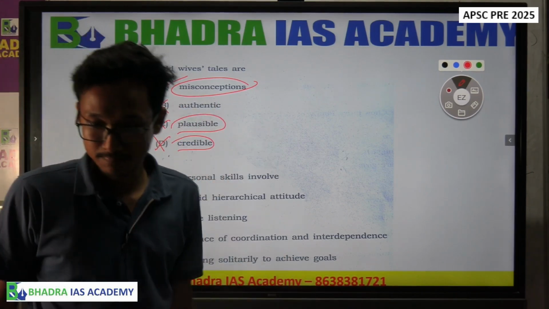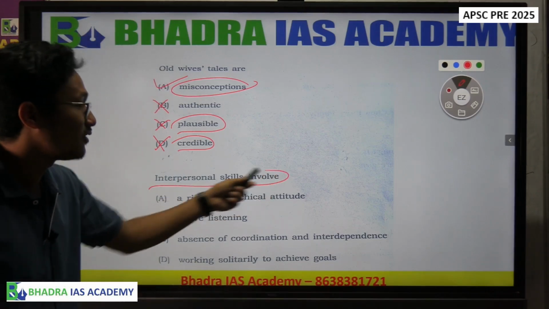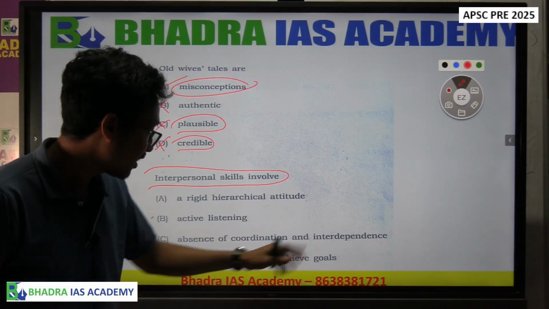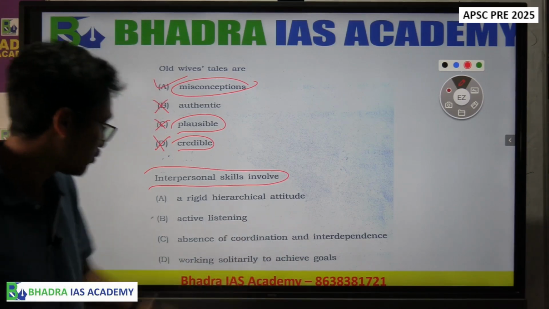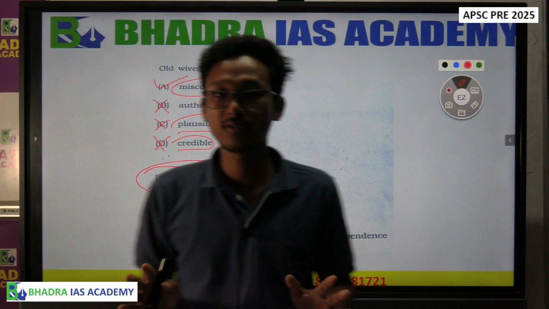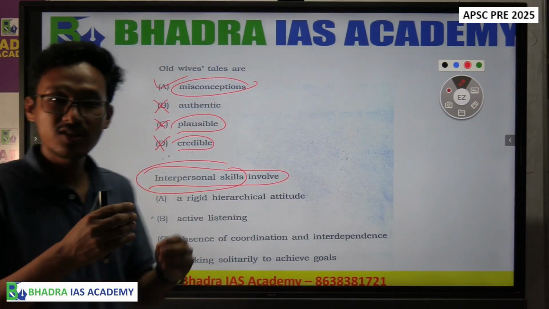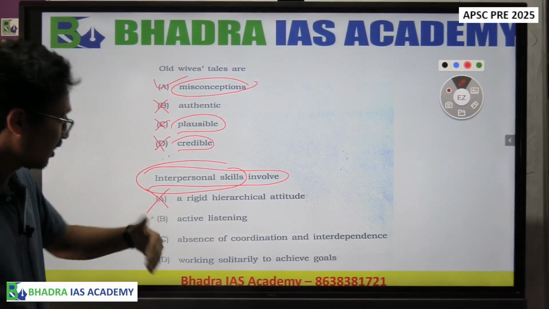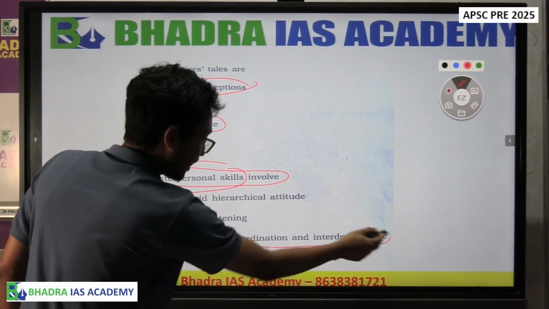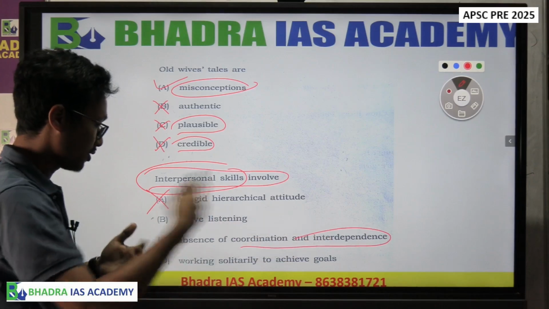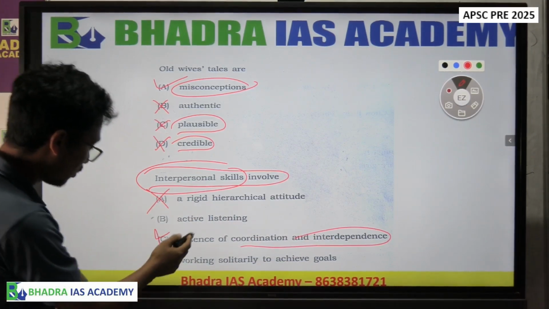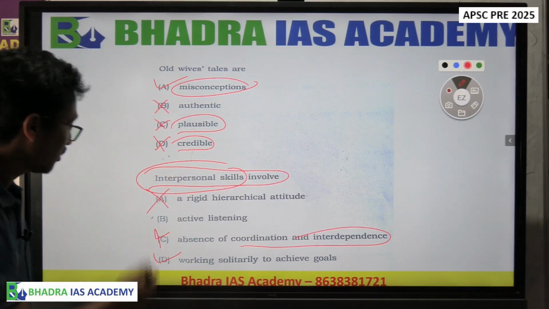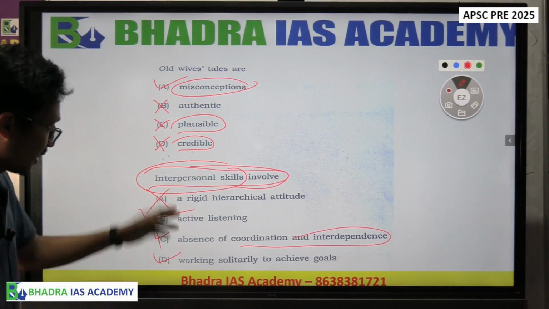Similar type of convincing type. Interpersonal skills involve rigid hierarchical attitude, active listening, absence of coordination and interdependence, so working solitarily to achieve goals. So what interpersonal skills mean we discussed in class: interpersonal means between persons. Okay, so if there is a rigid hierarchical attitude, the skill will not develop. Then if there is an absence of coordination between one person and another, the skill will not develop. And if we try to achieve goals working solitarily, then our person to person skill will not be there. So this is the correct answer, active listening.